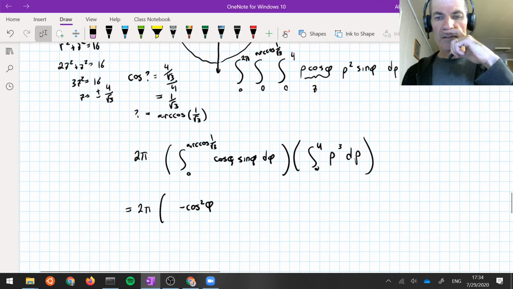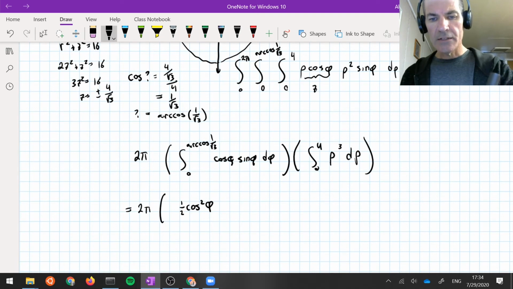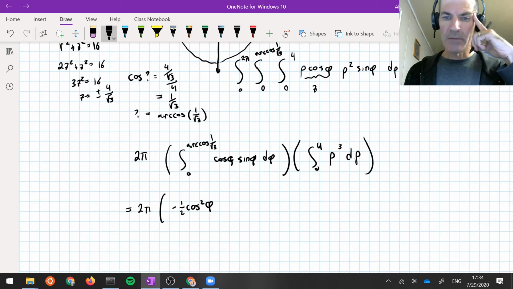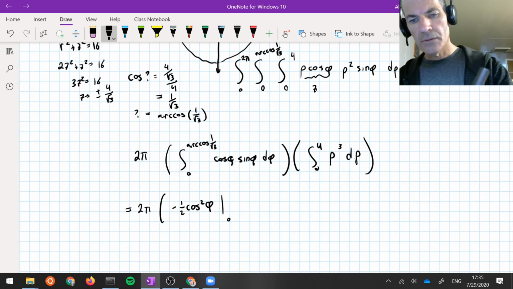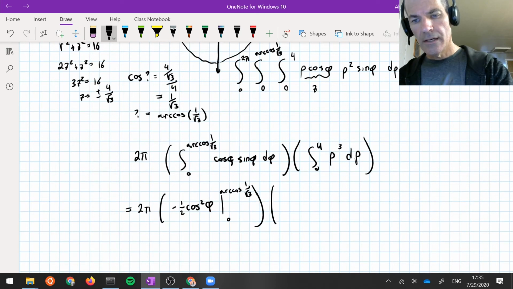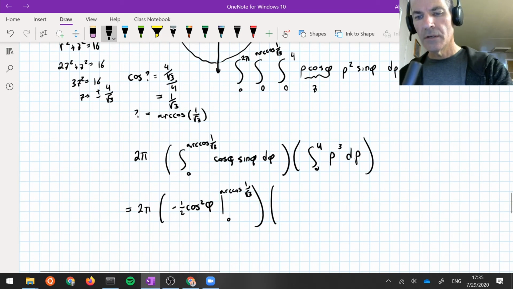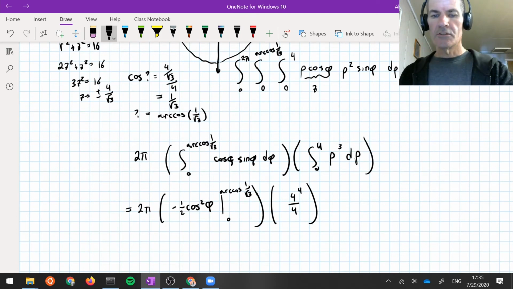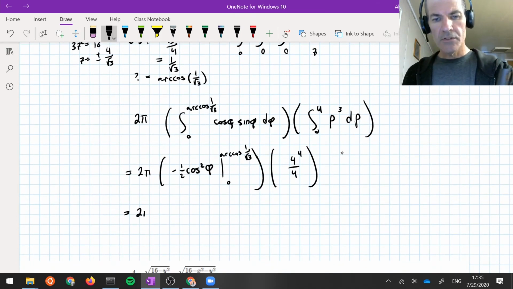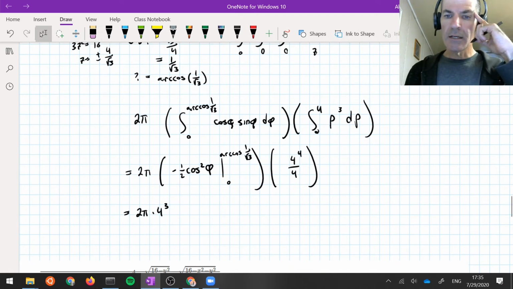So that looks good. It looks like I need an extra factor of 1/2 there to make that work out, but yeah, that looks good. And that's going to go from 0 to arc cosine 1 over root 3. And then this last guy, rho to the 4th over 4, plug in 4, plug in 0. That's 4 to the 4th over 4 minus 0. That's just 4 cubed. All right, let's keep going. 2 pi times 4 cubed from the rho integration. Let's plug in the arc cosine of 1 over root 3. Arc cosine goes in here, cancels with the cosine, turns into 1 over root 3.